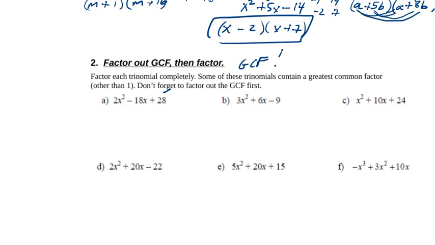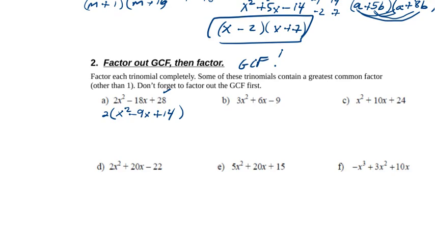So all three terms divide by 2, so you can take out a 2. That's the GCF. Divide each by 2 like we did in class, and you're going to get this. And then you're going to try to factor this leading one trinomial that's in the parentheses.